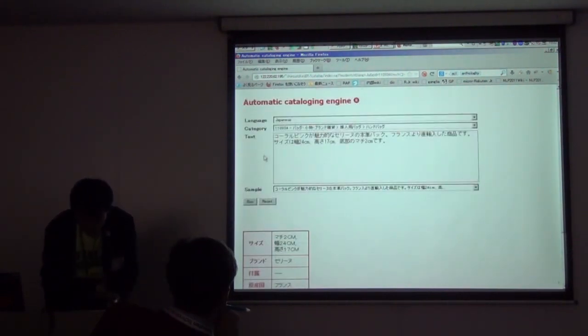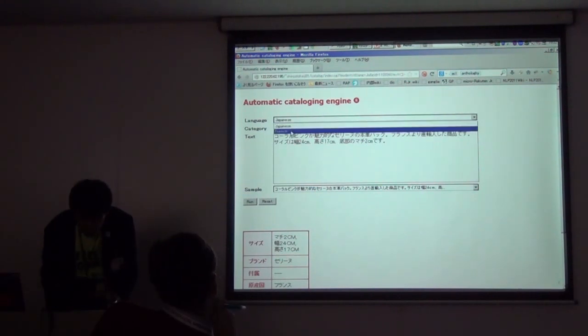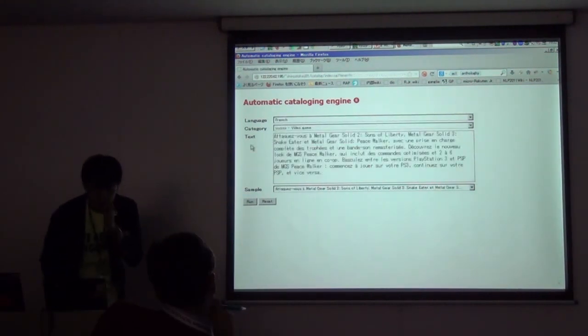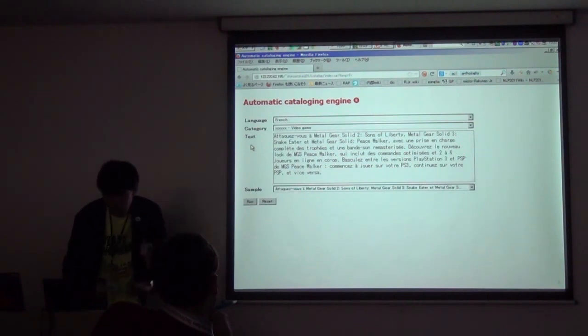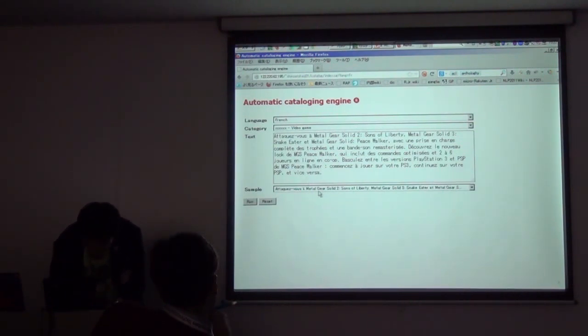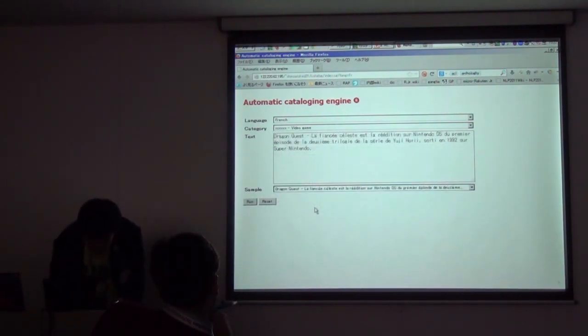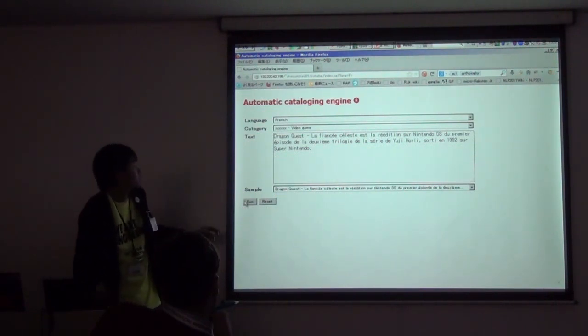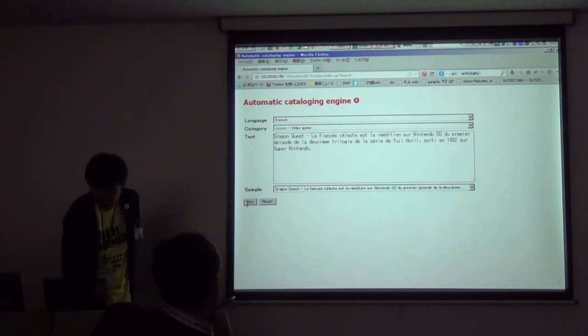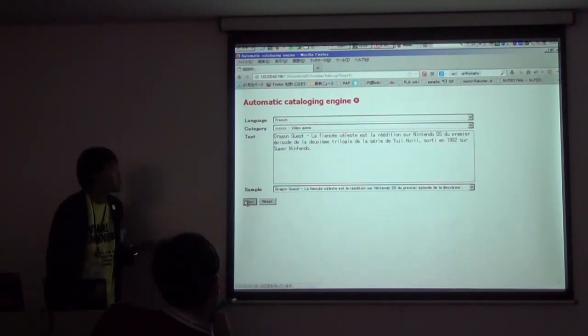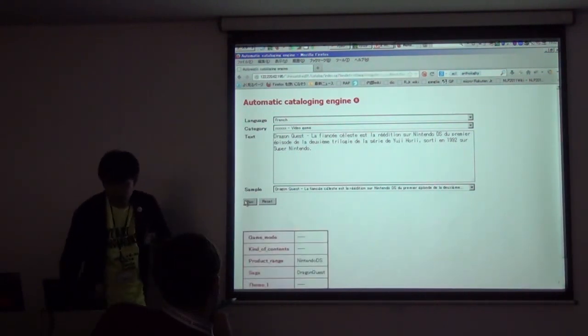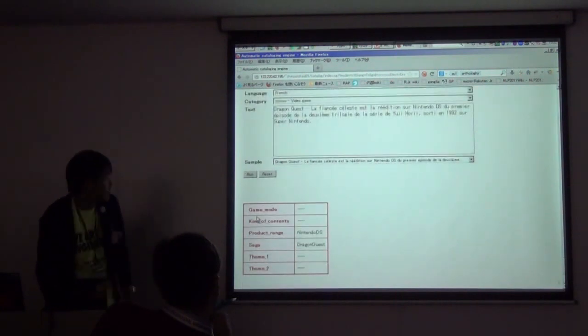And in addition to this, our approach is not only for Japanese. So this is a sentence written in French text. Unfortunately, I don't understand this sentence, but our system can read this sentence and extract product information like this.